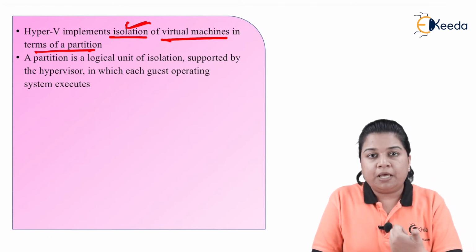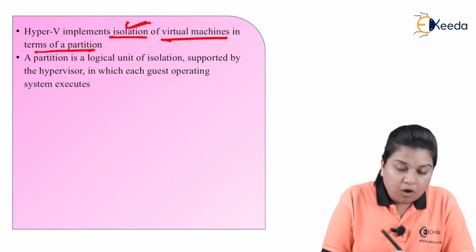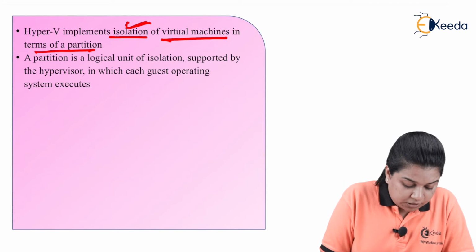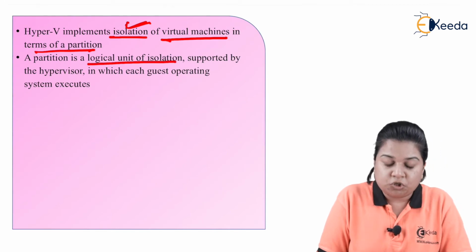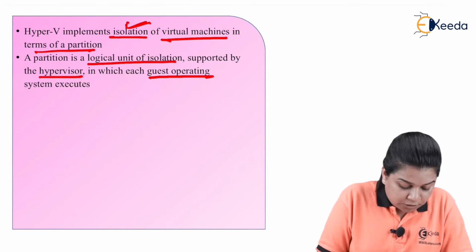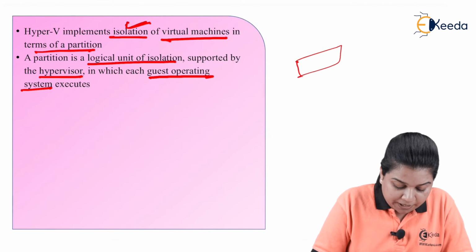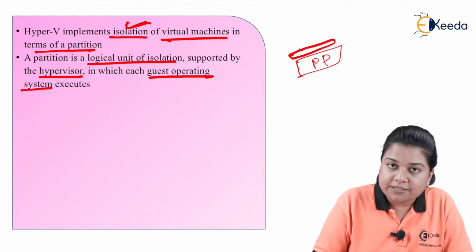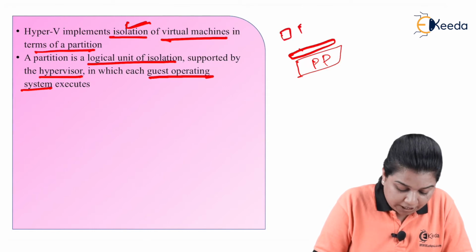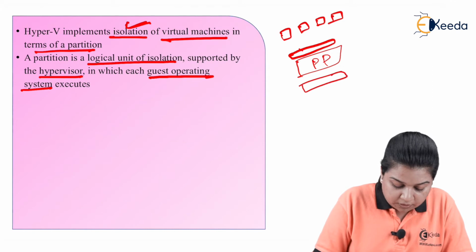We have the parent partition, then we have child partitions to that parent partition. Now a partition is a logical unit of isolation supported by the hypervisor in which each guest operating system executes. That means, see, this is your parent partition. It has the hypervisor in between and then it has several child partitions. And this is over the physical resources.